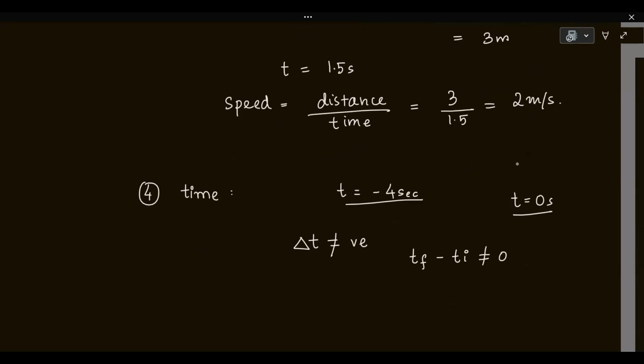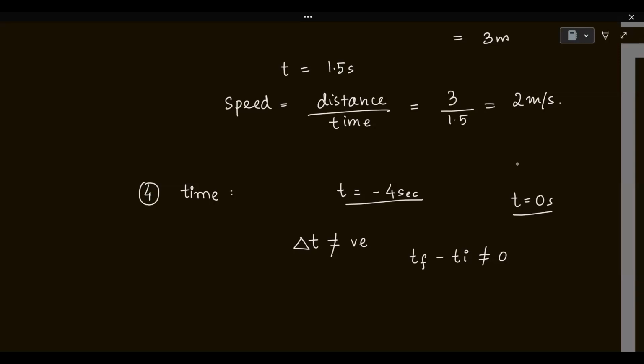initial time. Okay, so time can be negative because we're talking about time stamps here. t is equal to 0 seconds is when the body started moving, but t is equal to minus 4 seconds means 4 seconds before the start of the experiment, maybe the body was moving somewhere, or not moving. But you can say t equal to minus 4 seconds because it designates a time stamp that is 4 seconds before the experiment. So that is allowed, but you can never do delta t is negative, or t final minus t initial is negative. That is not allowed.